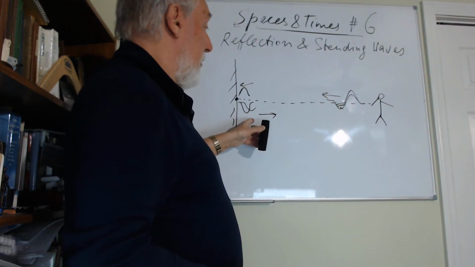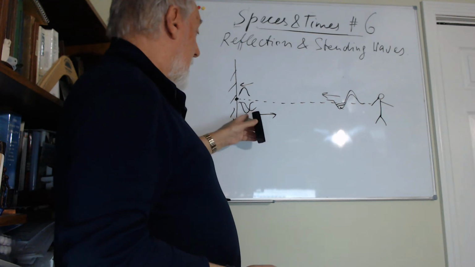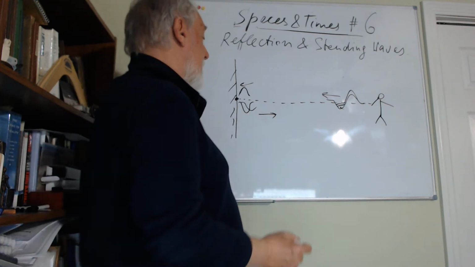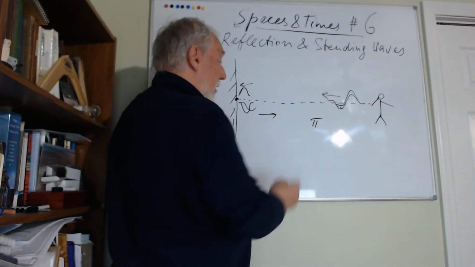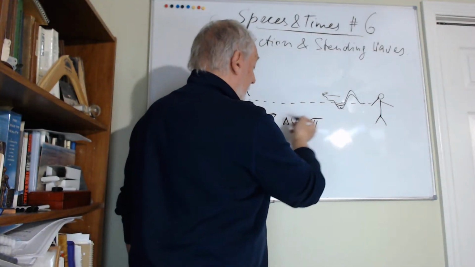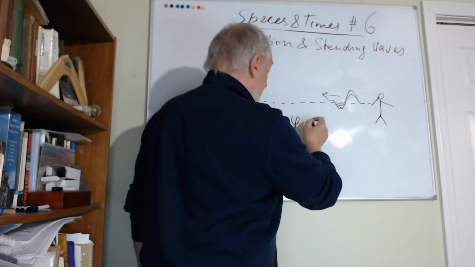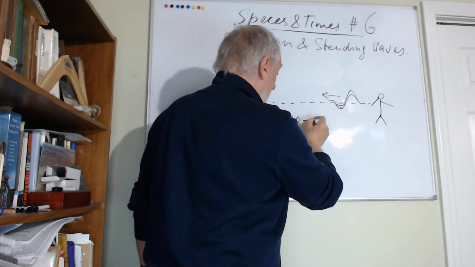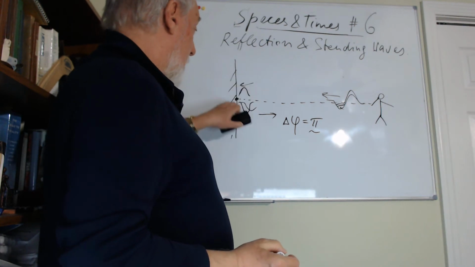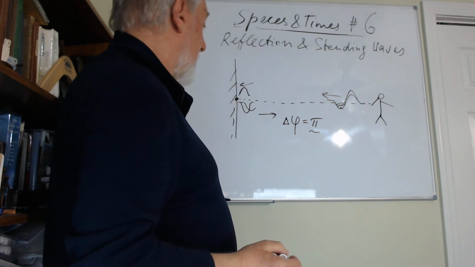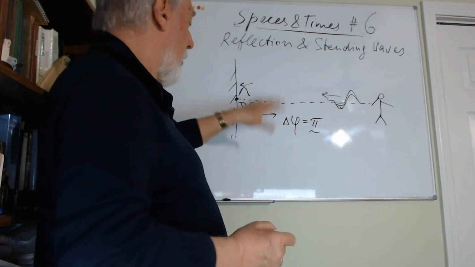This opposite means that the phase of this wave is changed by pi. It's called delta phi, the phase difference. So it's pi. So the wall somehow changed the phase of the wave.